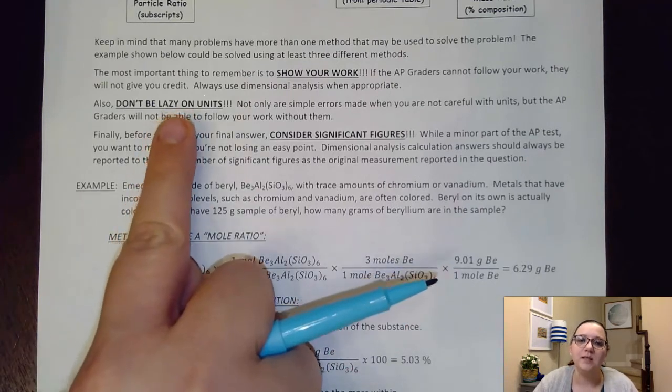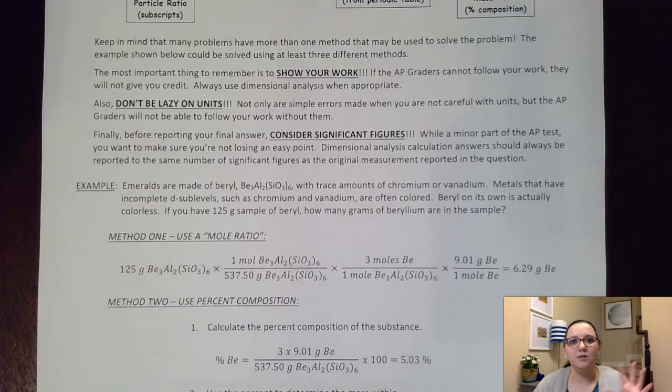Also, don't be lazy on your units. I can't tell you the number of mistakes I've seen people make where they're not showing those units and they don't recognize that they're in the compound and trying to get to the element inside of it, or they use Avogadro's number when they're trying to go between grams and moles because they're not recognizing what units they're working with.